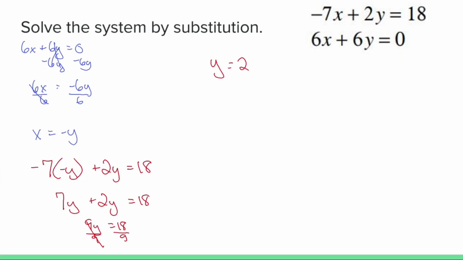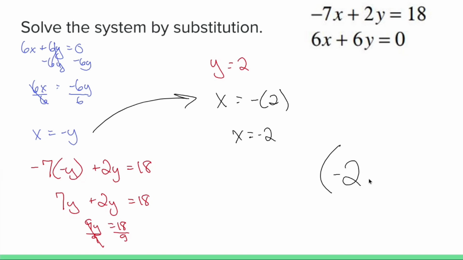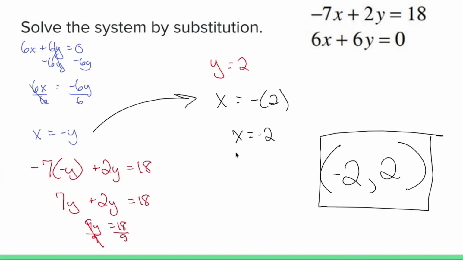Now, the nice thing about this is I already found out that x is negative y. So if x is negative y and y is 2, then x is negative 2. So x is negative 2, which means now that y is 2 and x is negative 2, that leaves me with the point negative 2, 2. And that's going to be my solution.